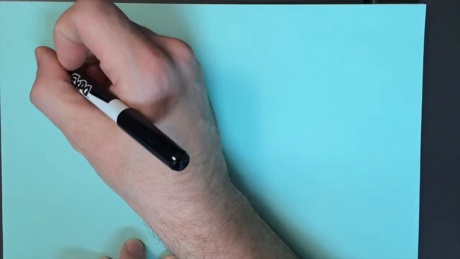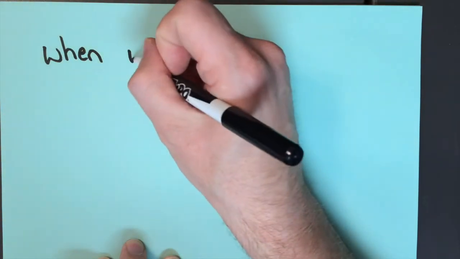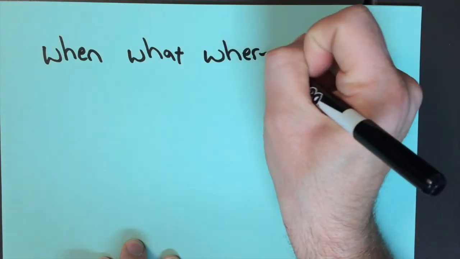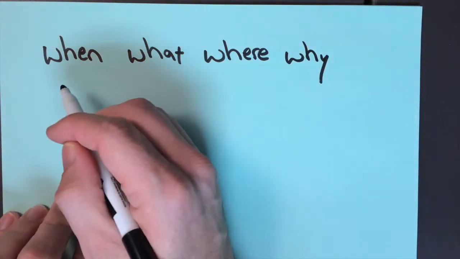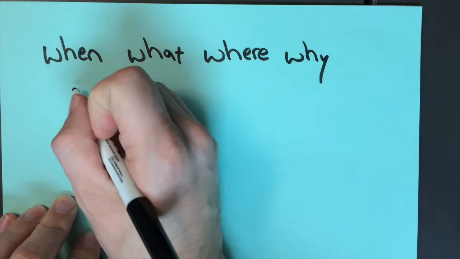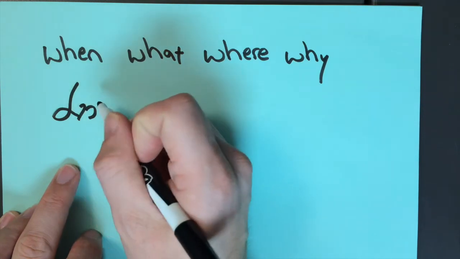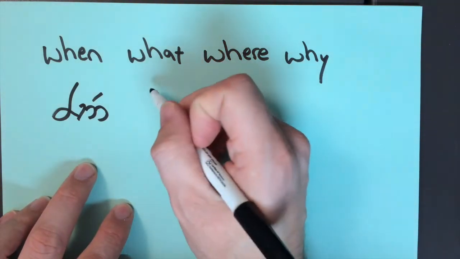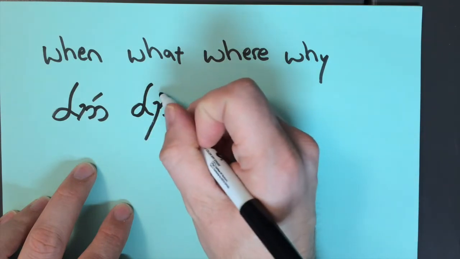All right, so let's jump right in. We're going to use some WH words, like when, what, where, and why. Alright, so let's look at these. So let's draw our WH symbol like this. And then we want to draw the N like this. And draw our E over the top. So for what, like that. Then draw a T with an A on top.